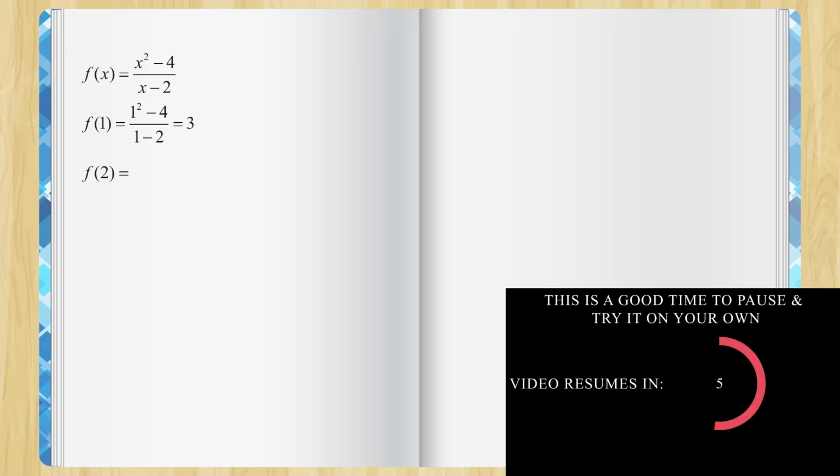Let's take a look at this function. f of x equals x squared minus 4 all over x minus 2. Not very scary, right? A simple rational function. If I say find f of 1, you would probably immediately say 3, which is correct. But if I say find f of 2, can you find the answer? Try it now.